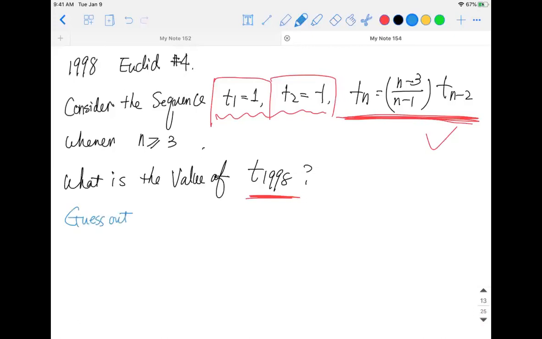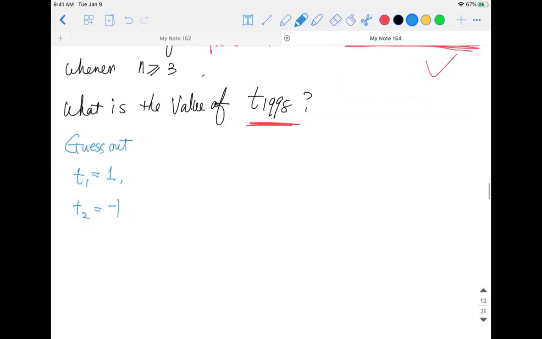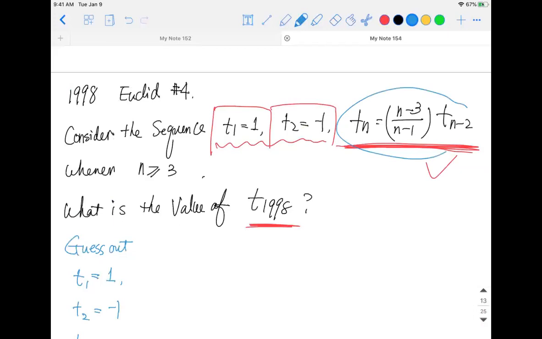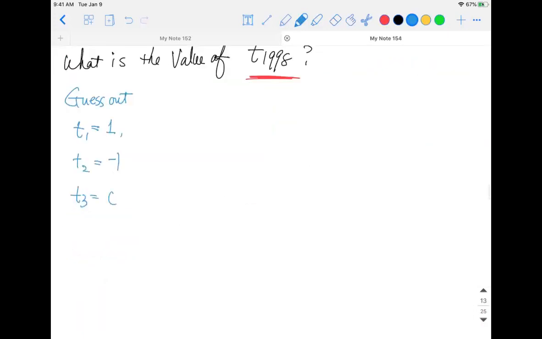To guess it out, you just plug in the values. T1 equals 1, T2 equals -1, and from T3, you just plug in the value, right? There's no magic. T3 equals what? 3. T4 equals what? Minus 1/3. T5 is 0. T6 is 1 over 5, and so on and so forth.